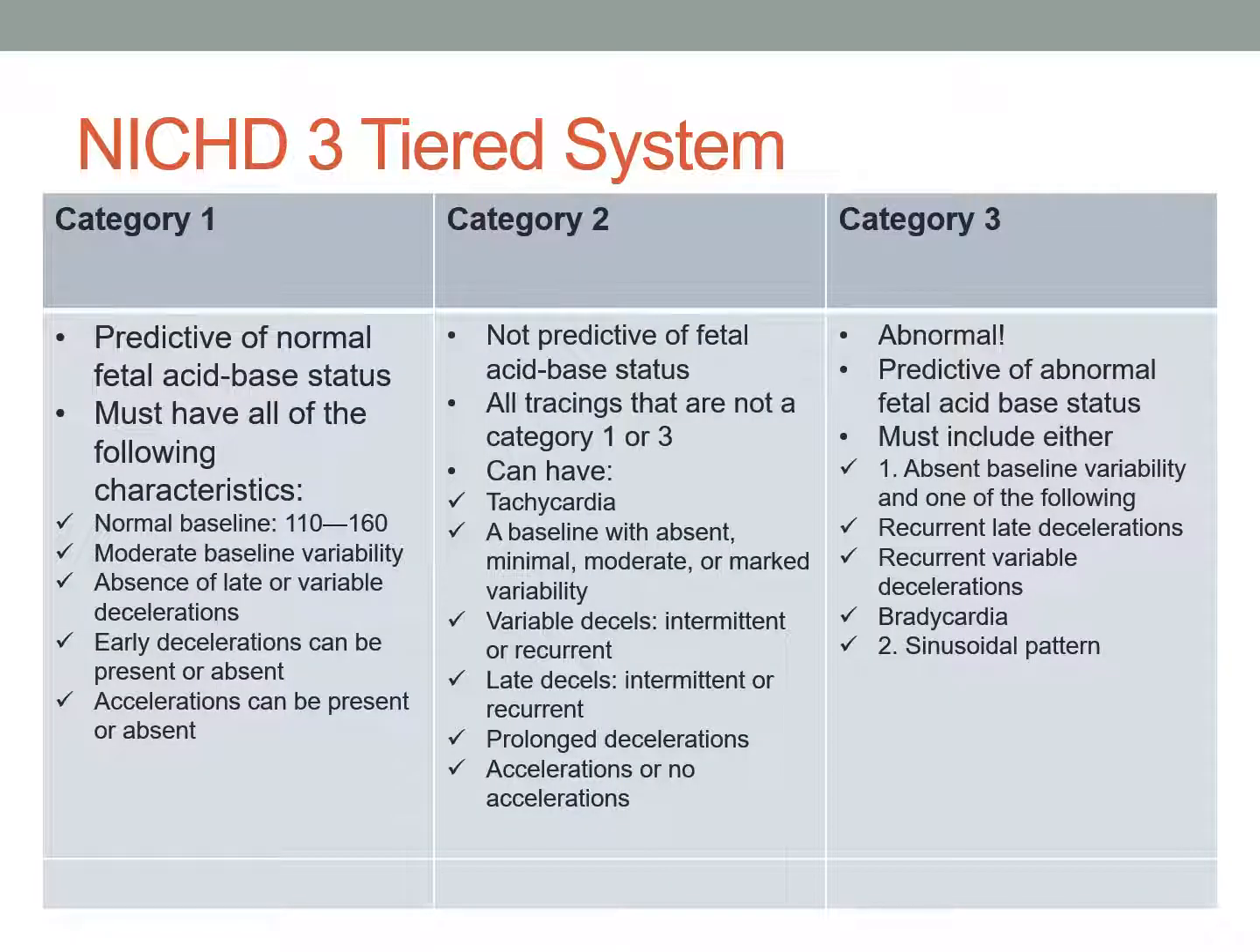All right, then here's just a summary slide of your 3-tiered system. What falls into category 1, what falls into category 3. Category 1 is normal acid-base status at the time. Category 3 is abnormal acid-base status. You got a category 3 strip, you need to expedite delivery. And then category 2 is everything in between.